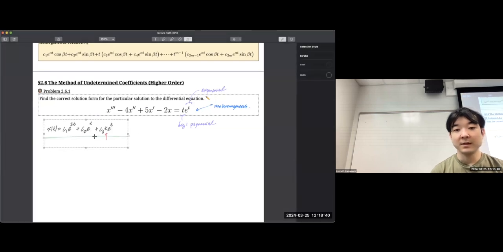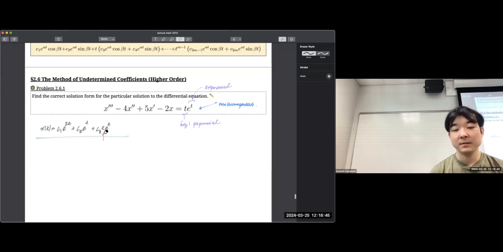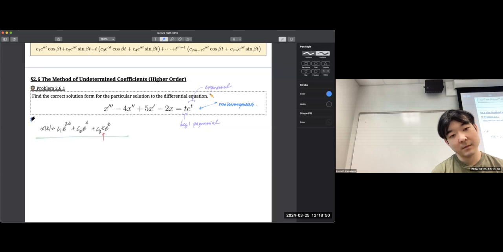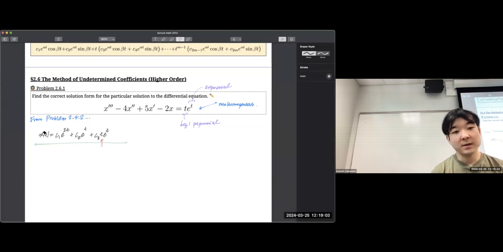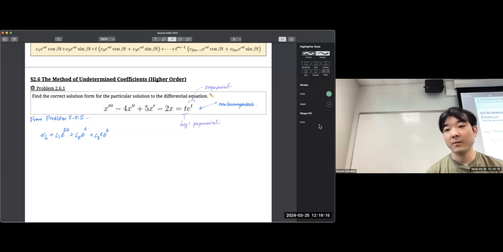So I'll just write that and say this is from problem 2.4.2. We'll get this is our homogeneous solution. And then I'll just label it as our homogeneous solution. So I'll just say x sub h is equal to this and maybe make it all blue. This is what we had from that problem before.